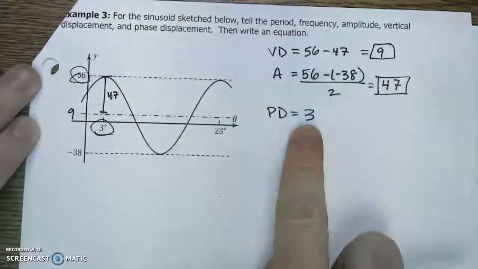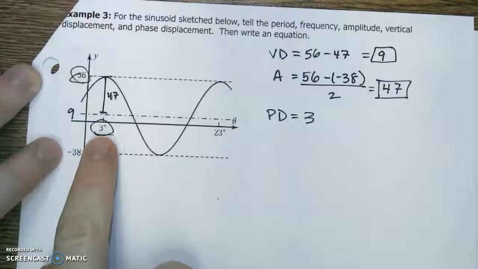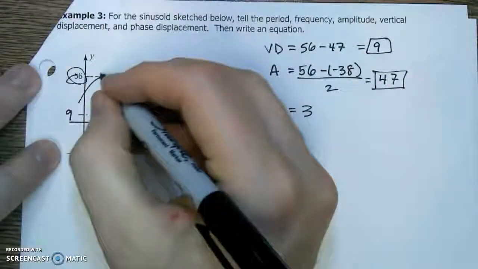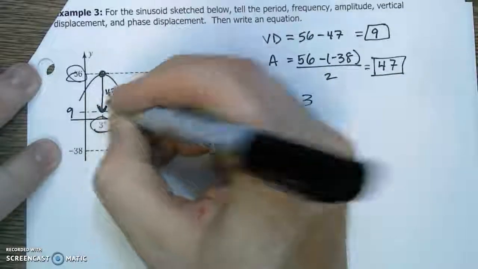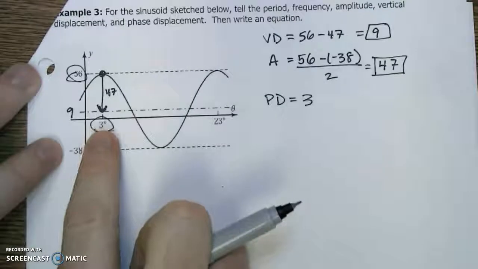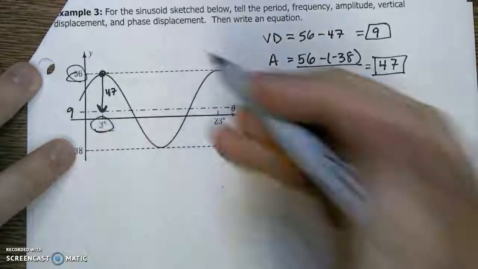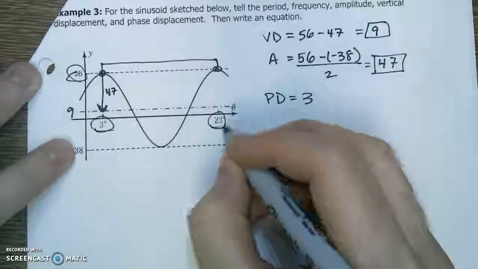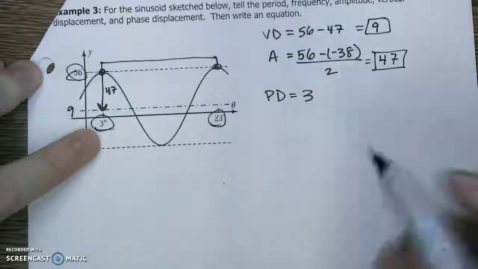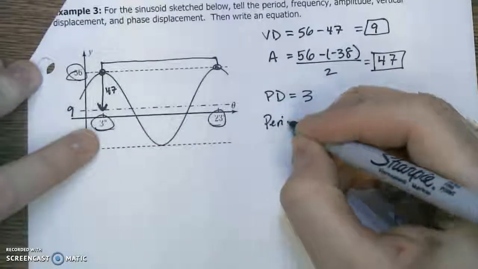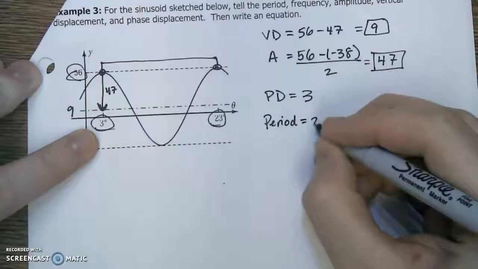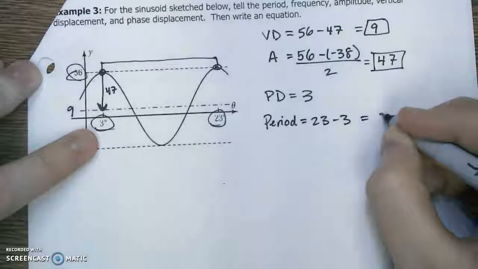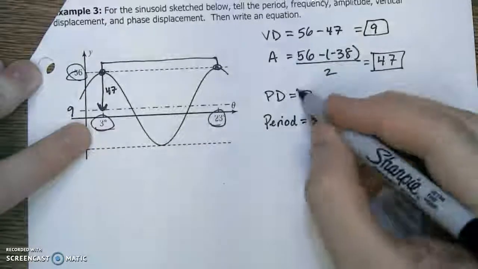When you're looking for your phase displacement, go ahead and start with the first high point. Wherever your first high point is, whatever that x value is, that's going to be your phase displacement. Then if you trace to the next high point, if you subtract those two values, that is always your period. High point to high point. 23 minus 3 gives us a period of 20 degrees.